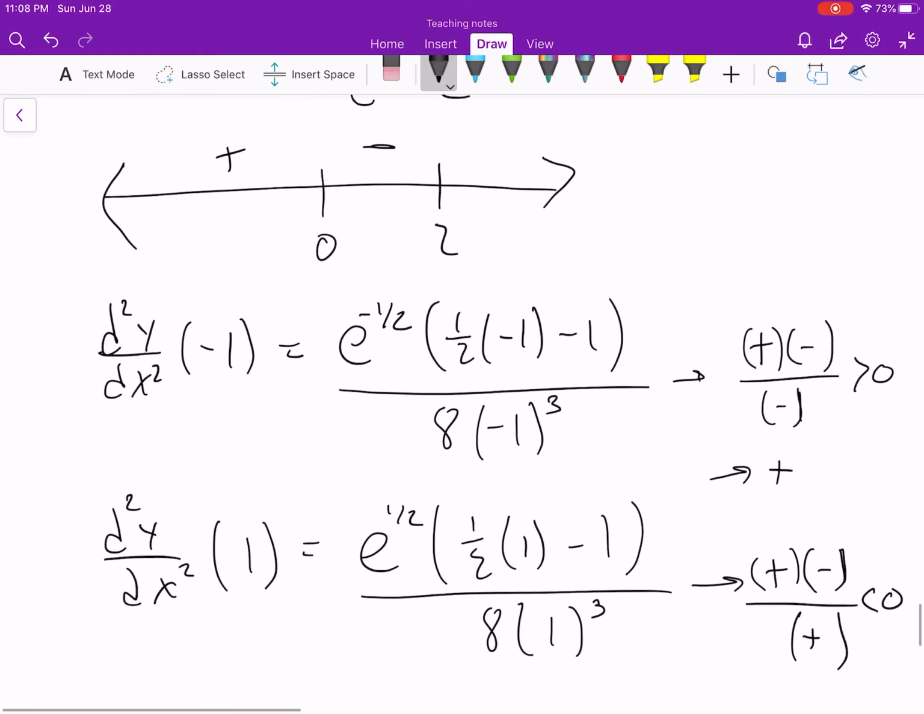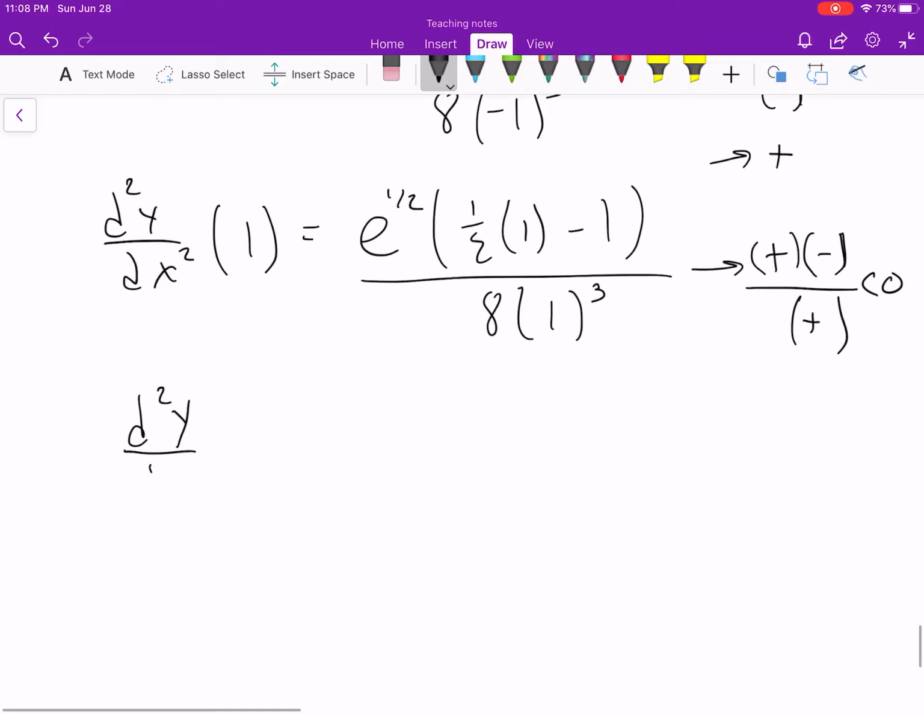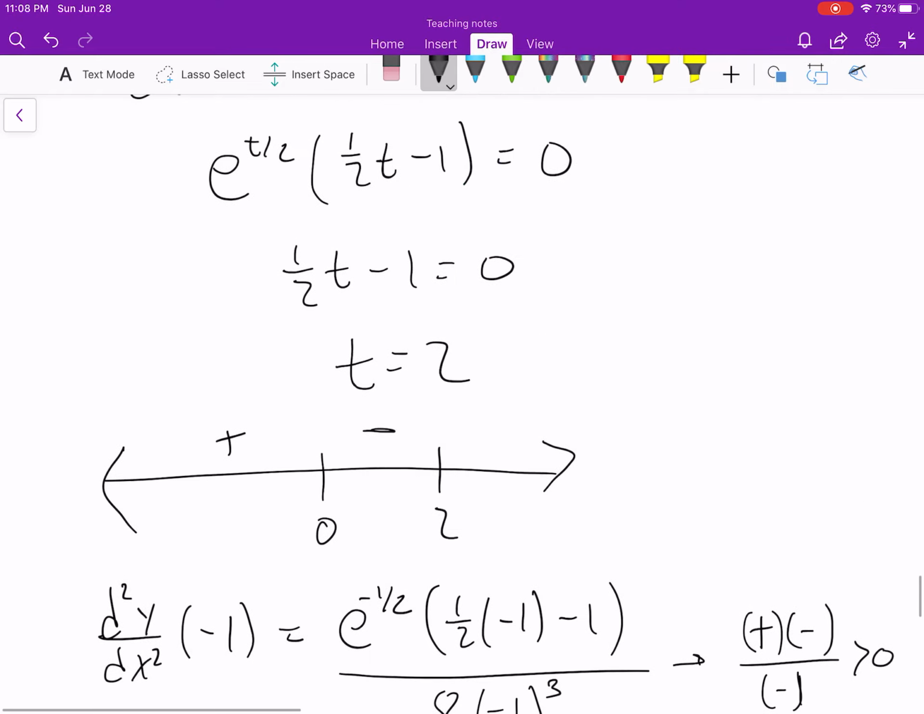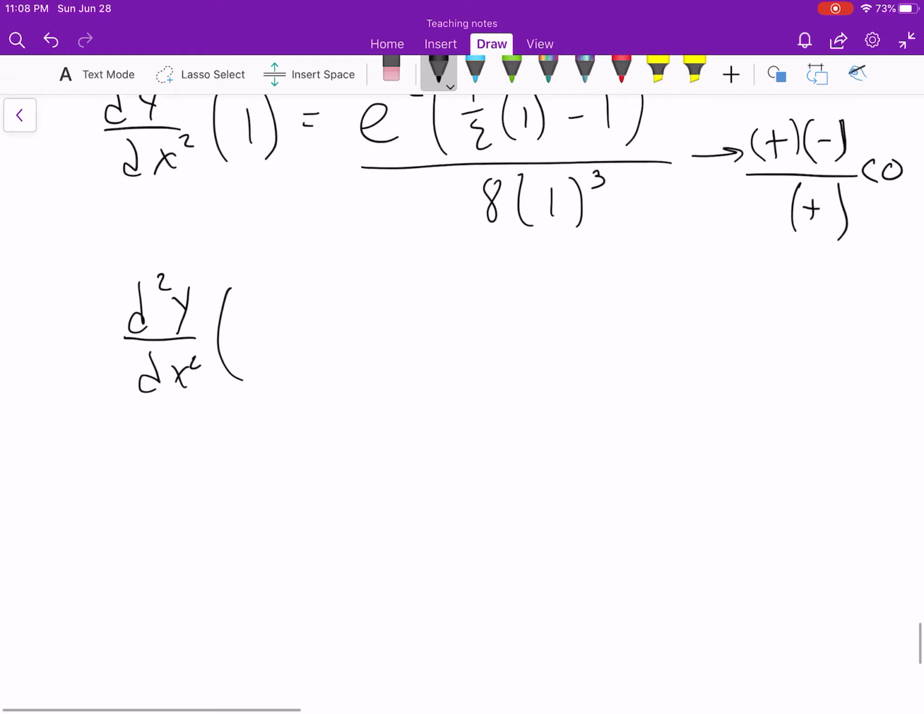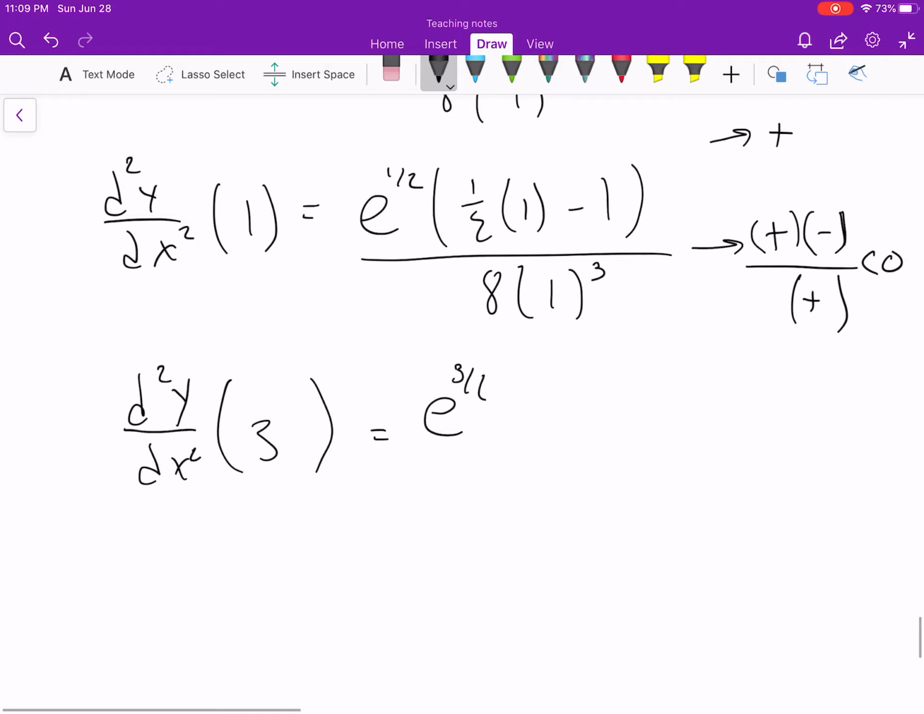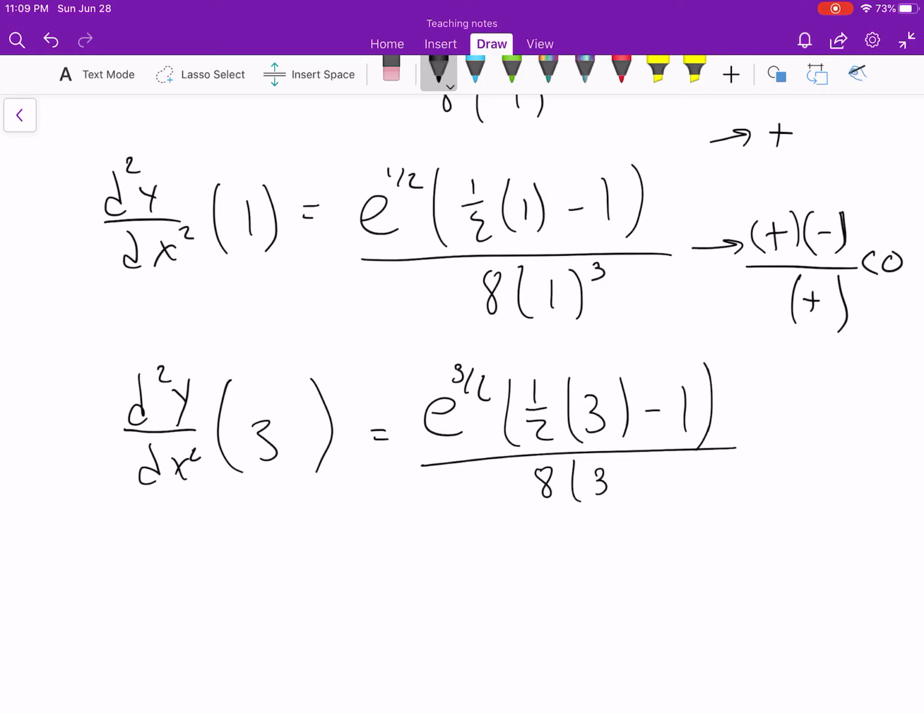So here I get a negative sign, and I can do the same thing with something like, I don't know, 3, I guess. So this is going to be e to the 3/2 times 1/2 times 3 minus 1, divided by 8 times 3 cubed. So e to the 3/2, again, that number is always positive. 3/2 minus 1 is a positive number. The denominator is positive. This is greater than 0 here.